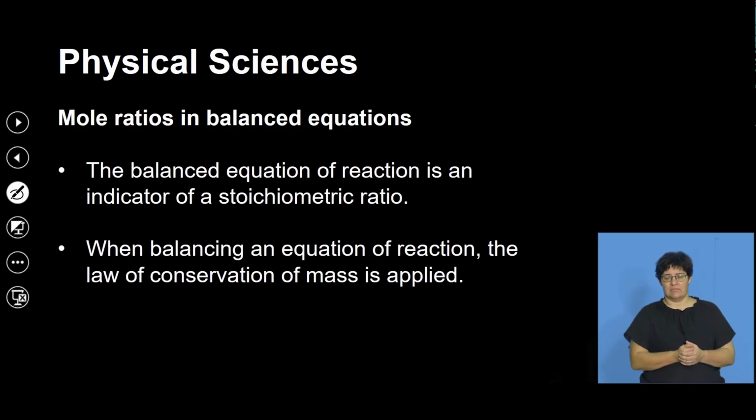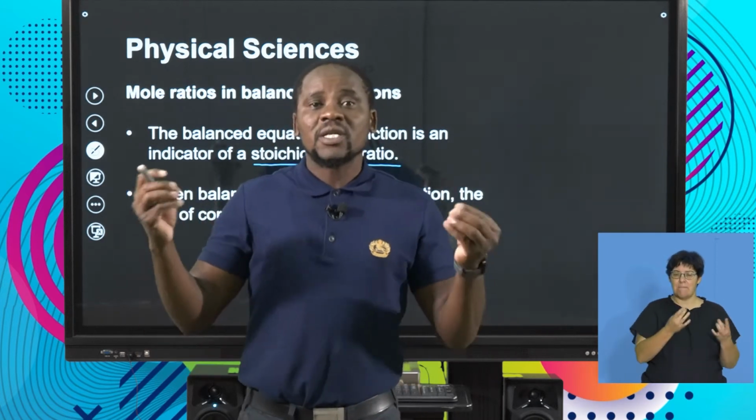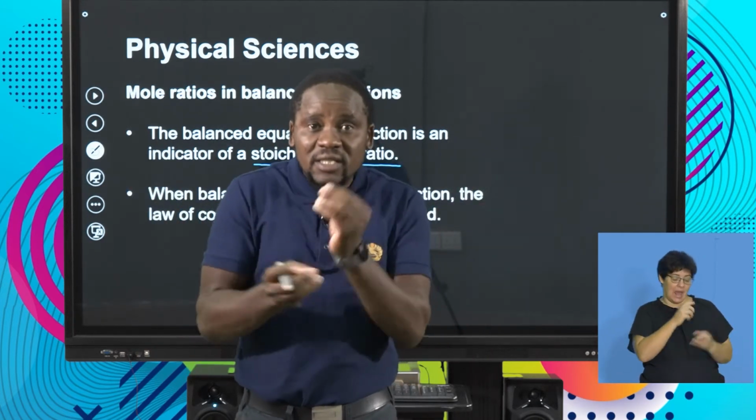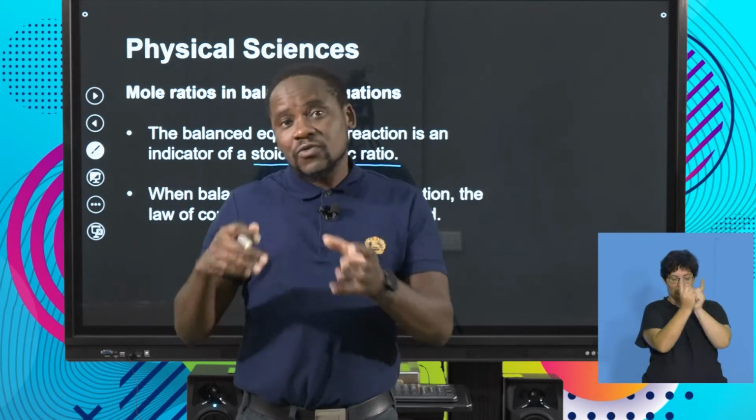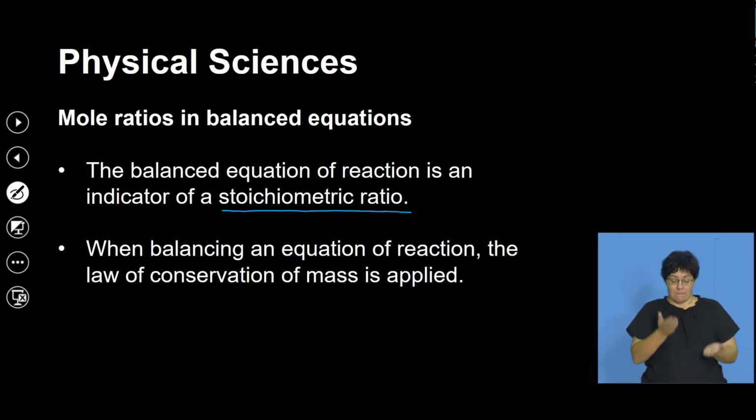Okay, and again, we also want to appreciate that the balanced equation of reaction is an indicator of the stoichiometric ratio. So the stoichiometric ratio in which substances react is actually the whole number ratio in which these substances participate in a chemical change, which forms new substances, which are the products, right? And so when balancing the equation, we apply the law of conservation of mass.